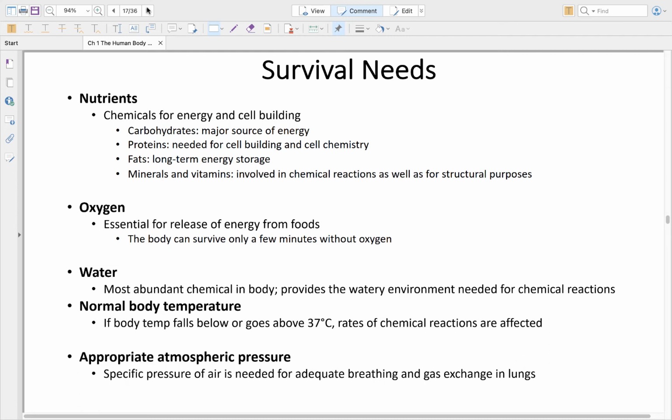Now, our system, the human body, we operate off of our building blocks. Our building blocks are carbohydrates, proteins, fats, and nucleic acids. We also need vitamins and minerals, okay?